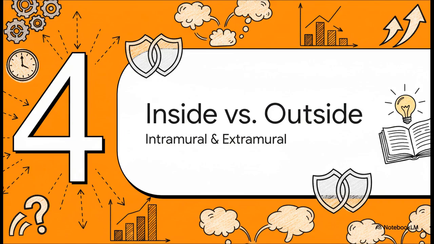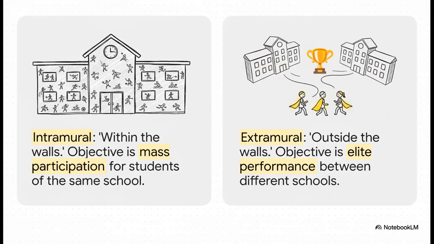Okay, listen up, because this next one is a classic 3-mark question that comes up all the time. It's easy marks, but only if you don't overthink it and you focus on the core purpose of each one. Let's make this really simple. Intra means inside. Mural means walls. So intramural literally means sports inside the walls of your school.